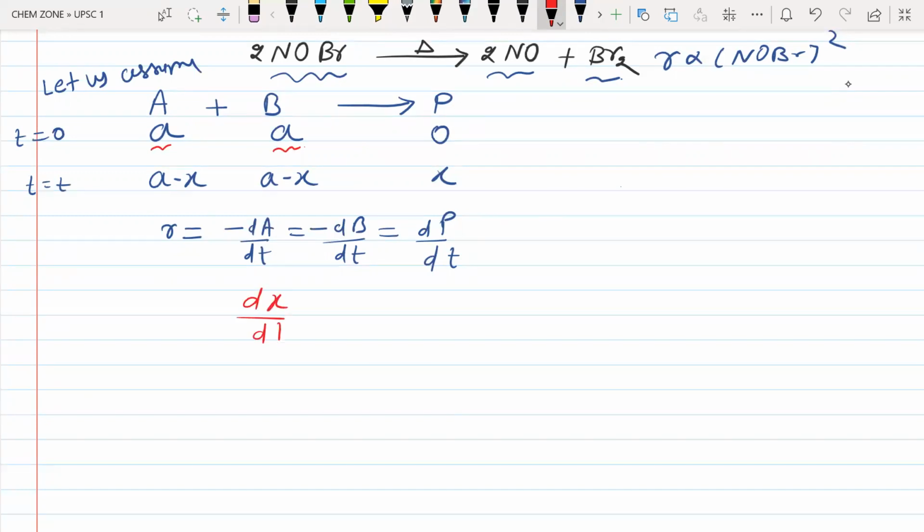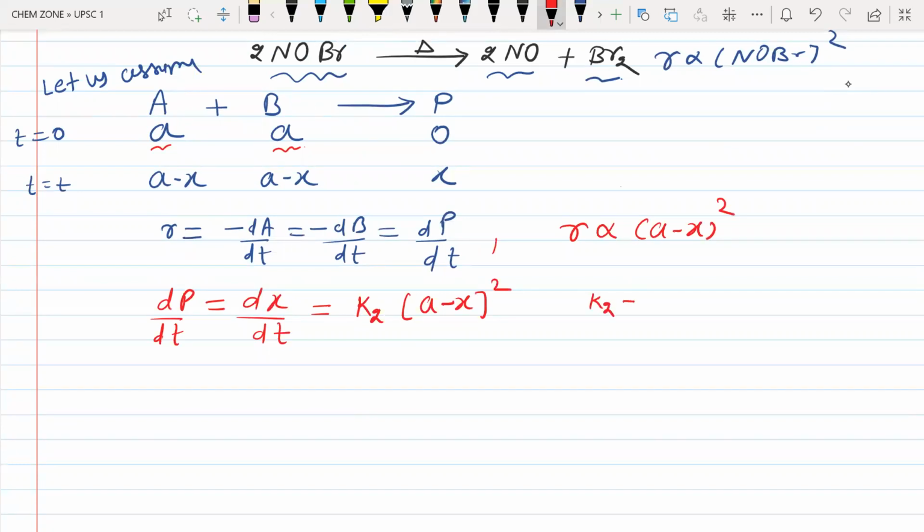So we know that rate is proportional to the concentration of reactant raised to the power 2, which means rate is given as whole square of A minus X. So we assume the concentration of product as X. So we can write dx by dt is equal to K2 into (A minus X) to the power 2, where K2 is equal to second order rate constant.